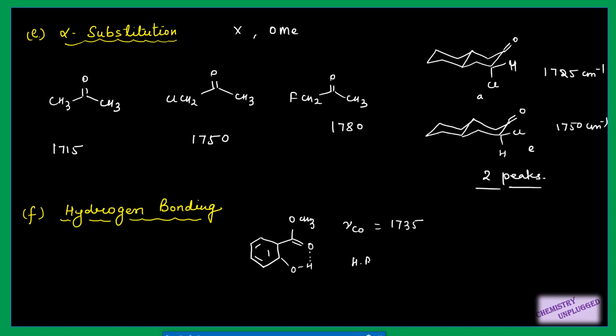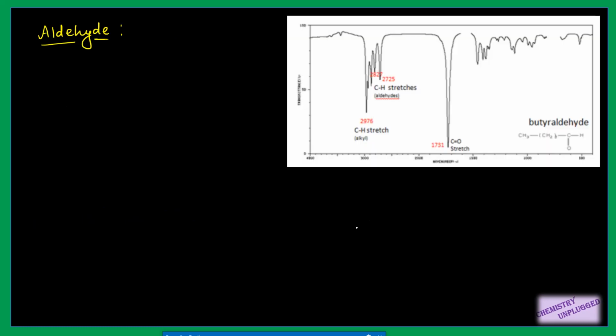So hydrogen bonding decreases the CO vibrational frequency, and this frequency is not equal to 1735, but it is equal to 1680 centimeter inverse, right? So try to understand the concept behind it, then you can memorize that this frequency will decrease or increase. Then we have different functional groups. First we will take aldehyde.